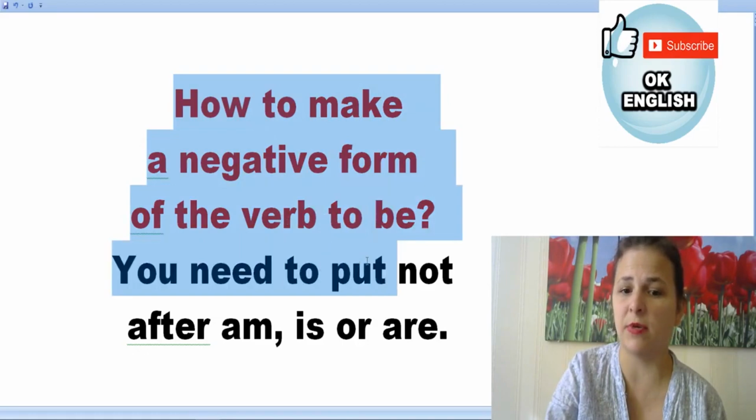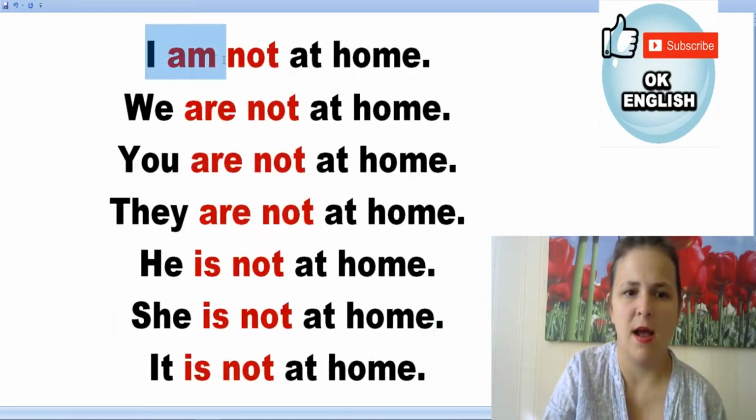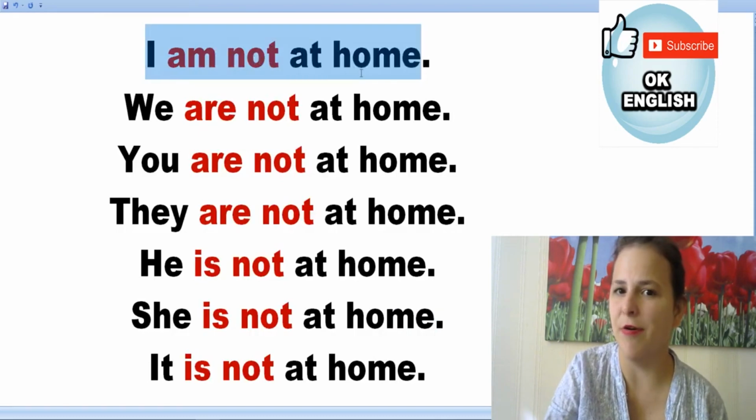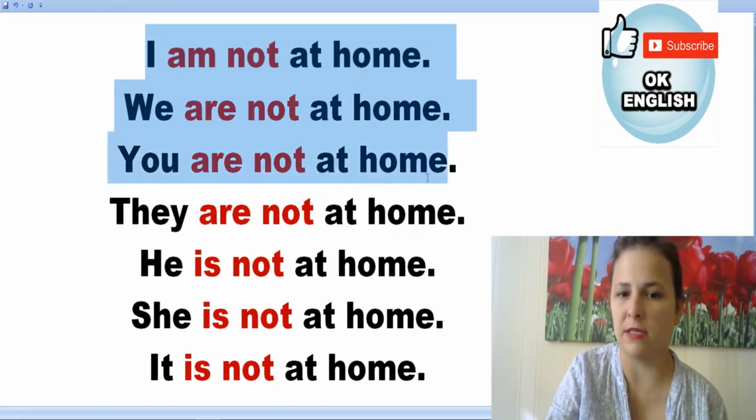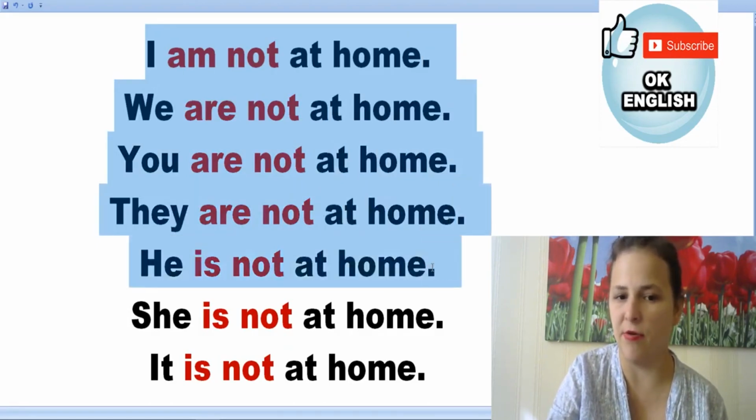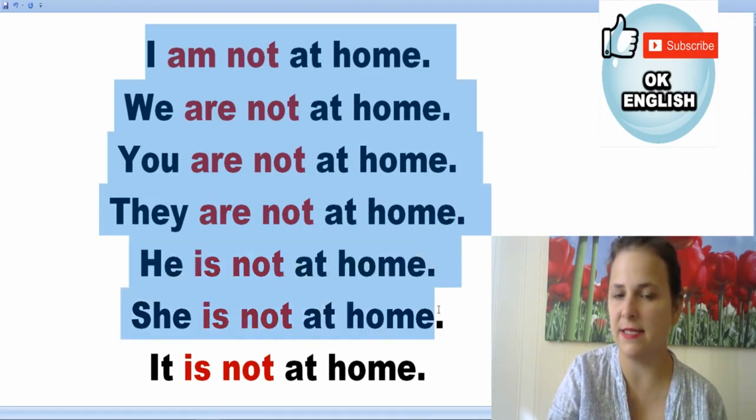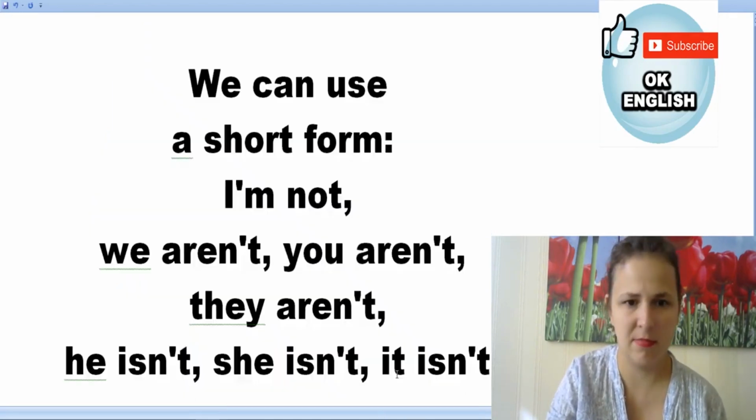How to make a negative form of the verb to be? You need to put not after am or is or are. I am not at home. We are not at home. You are not at home. They are not at home. He is not at home. She is not at home. It is not at home.